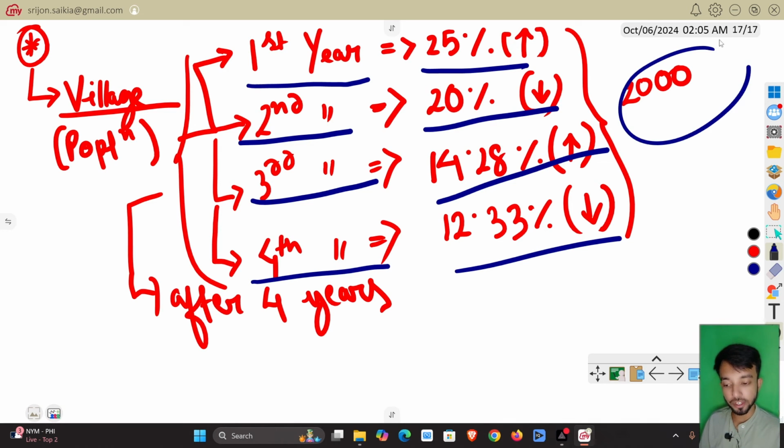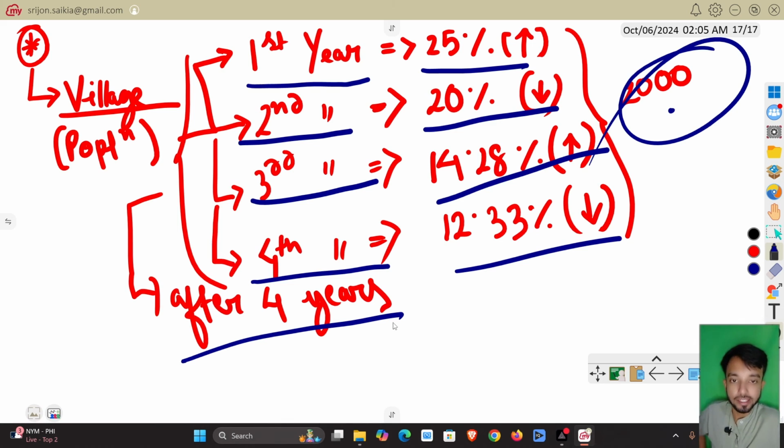The initial population, that is in the first year, the population was 2000, after which it increased for the first year by 25%, then it decreased by 20%, then again it increased by 14.3%, and in the fourth year, it decreased by 12.33%. You need to find the population after 4 years.